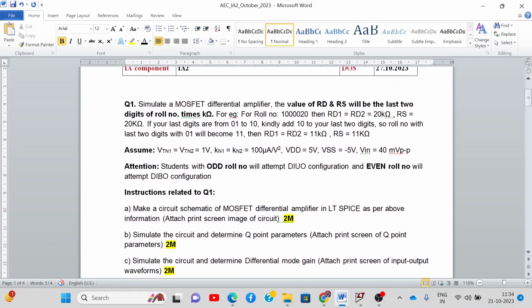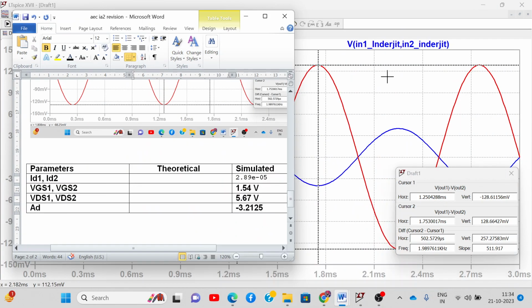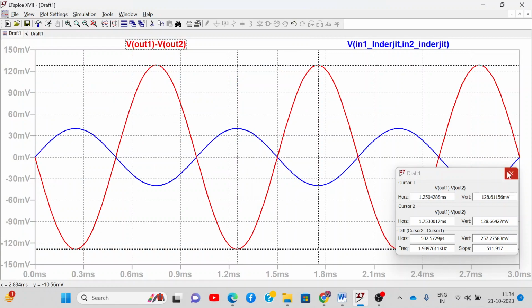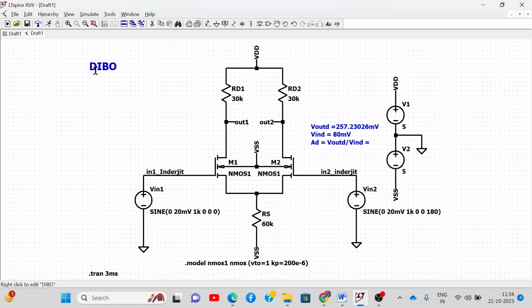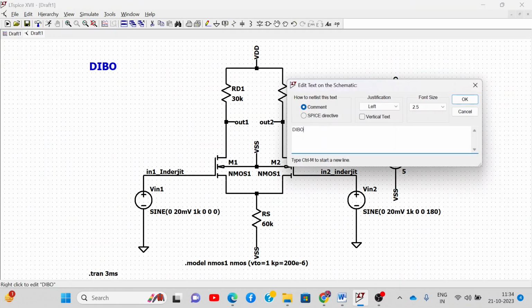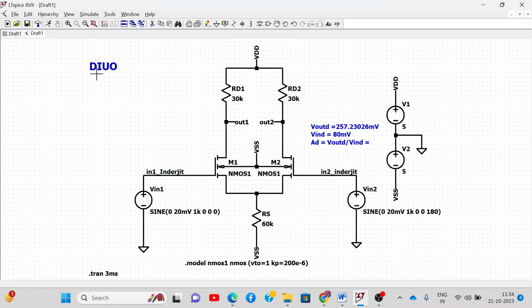Now, the question is, even roll numbers can easily do whatever I've told you. But what about the DIUO configuration? So listen very carefully to what you need to do, you won't get these waveforms then. So I am talking about DIUO. What is the full form of DIUO? Anyone knows? Dual input.